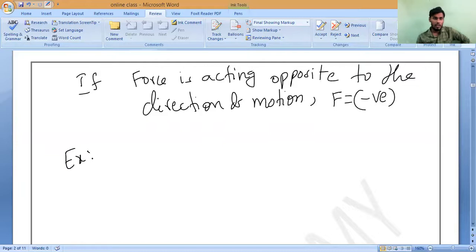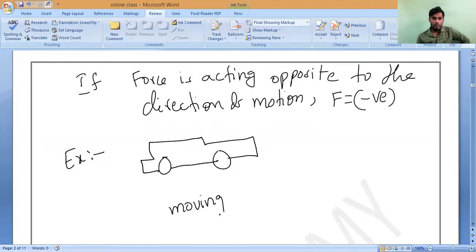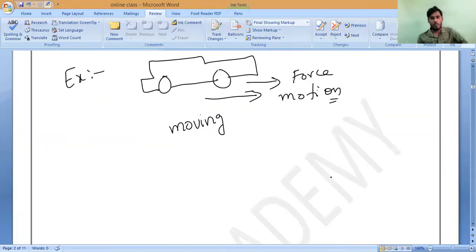So let us go to an example. Suppose your car is moving forward and you are increasing speed. By that time, you will press the accelerator. So the force is acting in the same direction and the car is also moving in the same direction. Is it yes or no? Yes, sir. A moving car is the example of F being positive.